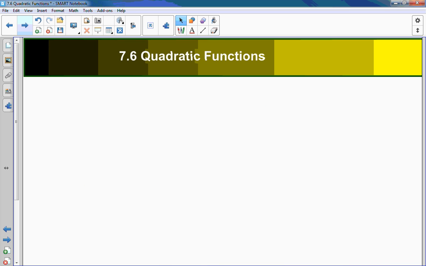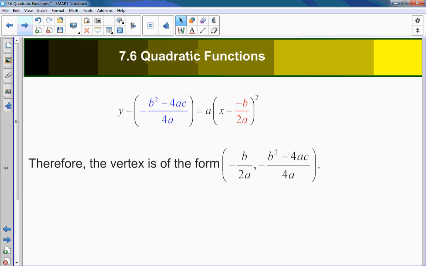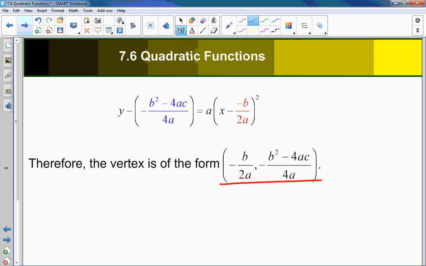Okay, here's what we need to do. If you look in the book on 7.6, it's going to give you this crazy equation where you're supposed to have the whole thing memorized. You would end up getting y minus parentheses, the opposite of b squared minus 4ac all over 4a equals a parentheses x minus the opposite of b over 2a squared. Obviously, you're all going to remember that the vertex is naturally the opposite of b over 2a, comma, negative b squared minus 4ac over 4a. I'm not going to remember that. You're not going to remember that.